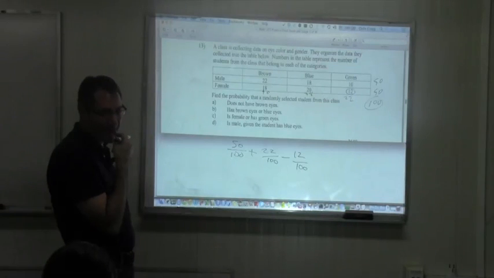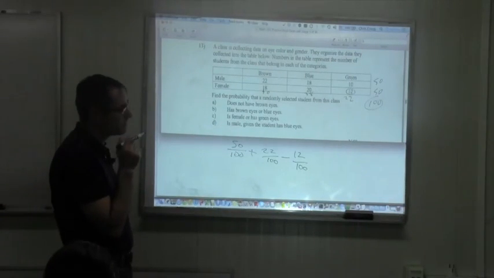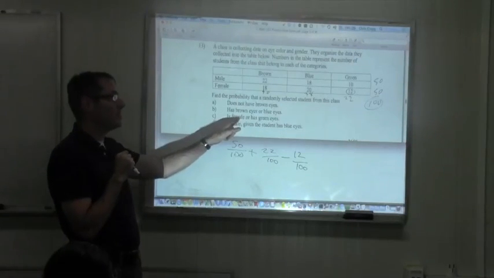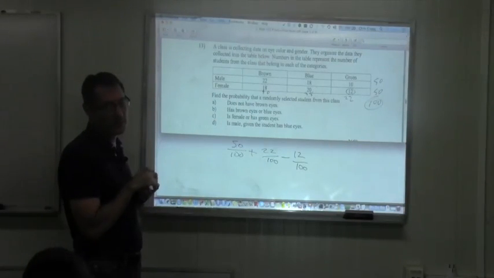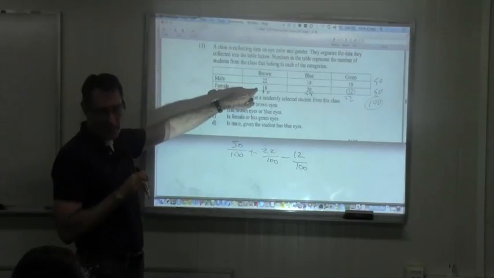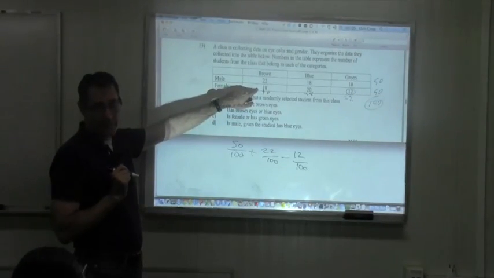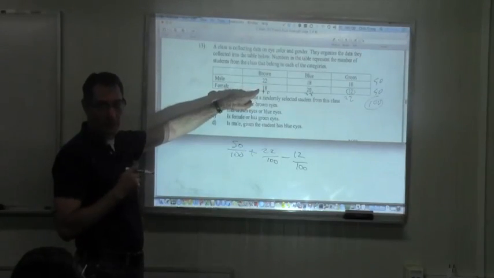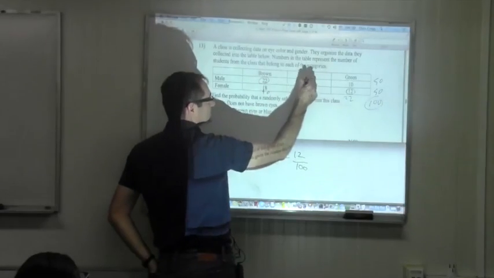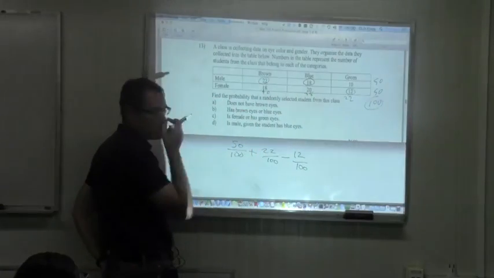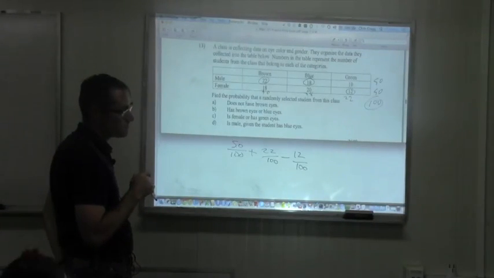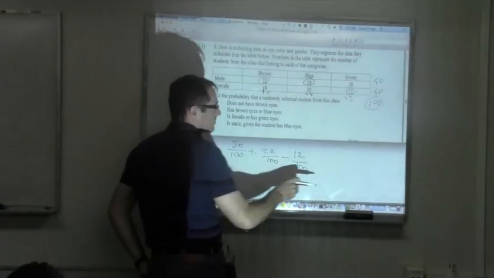Can we just exclude female and look at them? You can't, because you need the probability that they're female or green eyes. Does a female with brown eyes count? Is she female or blue eyes? Yes, she is female. The only people that don't count are these guys. Everybody else counts.